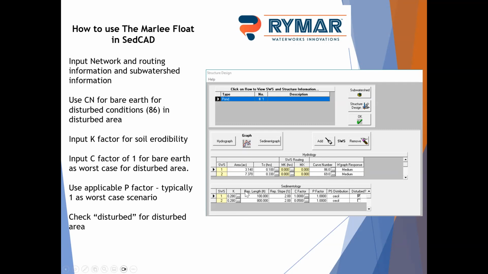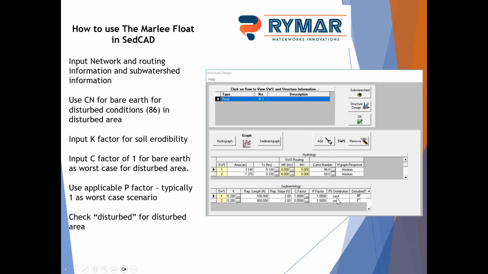You're going to put in your sedimentology inputs. You're going to have a K factor that's based on your soil erodibility. Just click the help in SedCAD to come up with what that K factor should be for your soil conditions. Your length and slope is basically the length and slope of flow to your basin, flowing across your site. The C factor is going to be 1 for bare earth, and we use a 0.05 for the native undisturbed area. The P factor is typically a worst case scenario of 1. Again, you can check the SedCAD help on that.